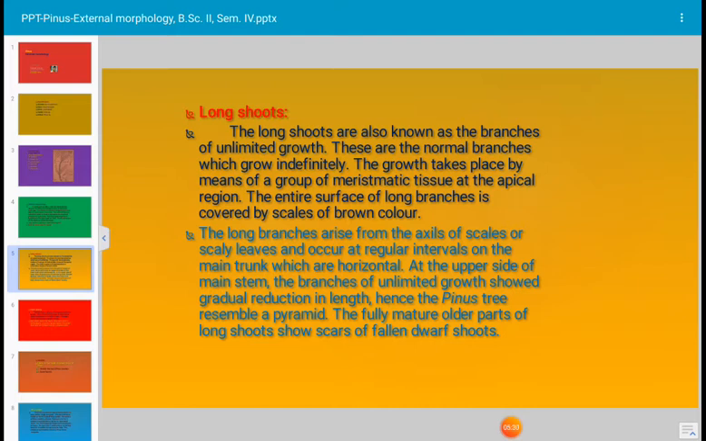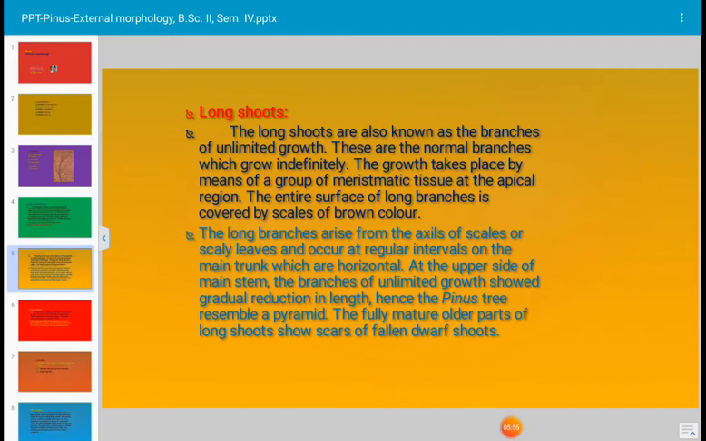And the fully mature older parts of long shoots show scars of fallen dwarf shoots. Whenever the dwarf shoots fall off after maturity, the scars are left on the long shoots. Let us see now the dwarf shoots.